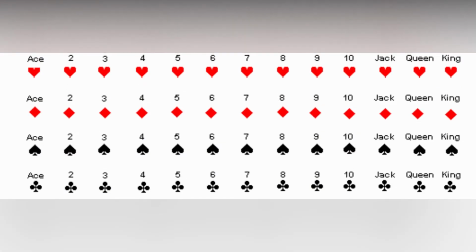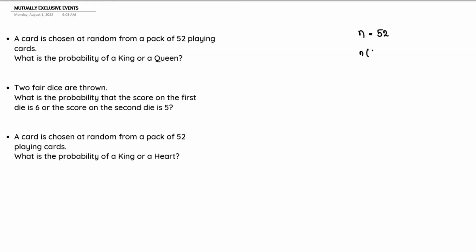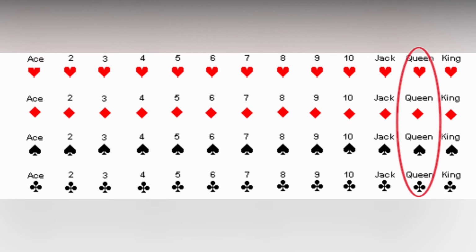So in a standard deck, we have a total of 52 playing cards. So that means we are going to say N is equal to 52. Now, how many kings do we have in a standard deck of 52 playing cards? We have 4 kings. So the number of kings is equal to 4. And we also have 4 queens in a standard deck of 52 playing cards. So the number of queens is equal to 4. So the question is, we should find the probability that you are going to have a king or a queen if one card is picked at random from the standard deck of 52 playing cards.